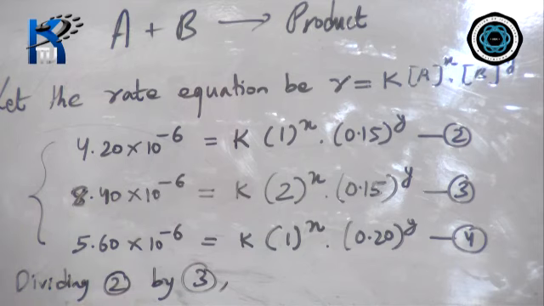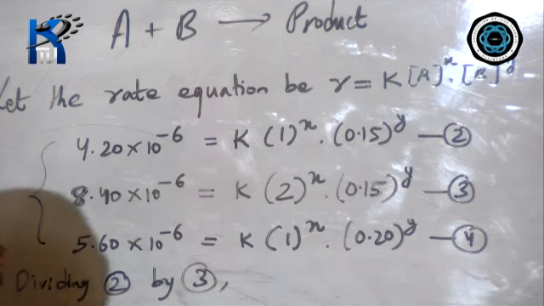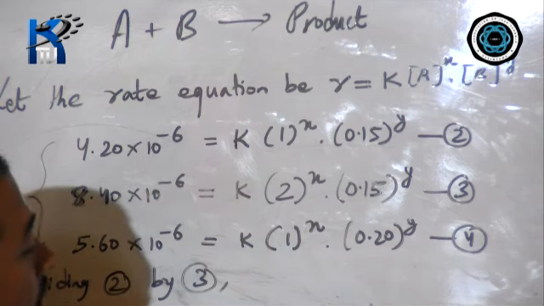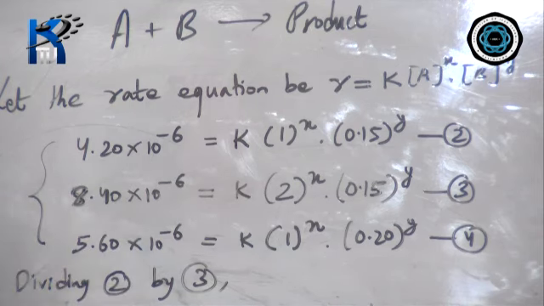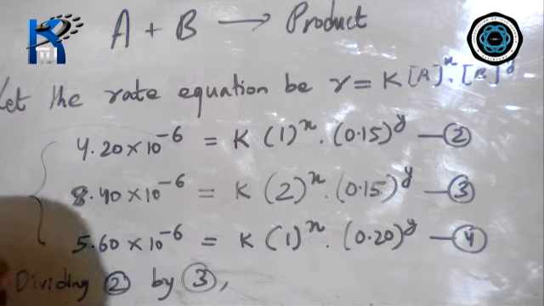So what is equation 2? 4.20 into 10 to the power minus 6 equals K, 1 to the power of X into 0.15 to the power of Y, divided by, what is equation 3?